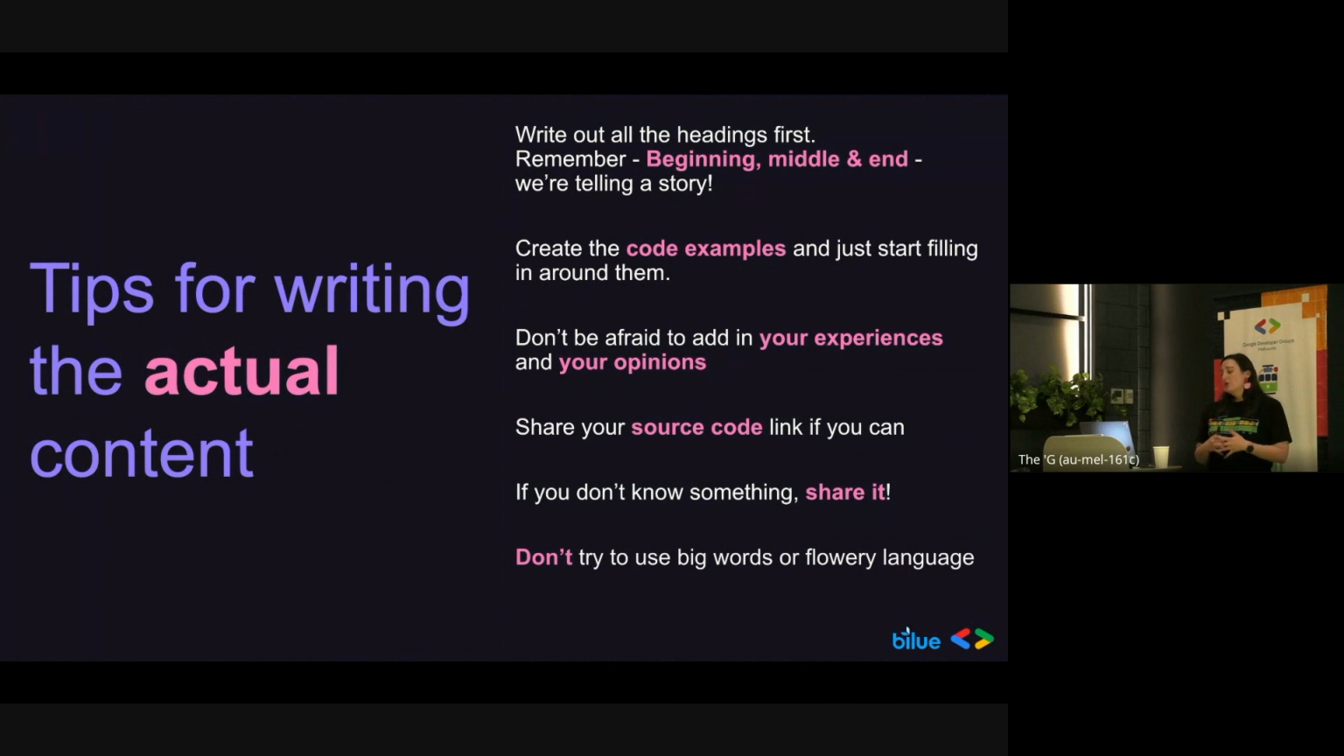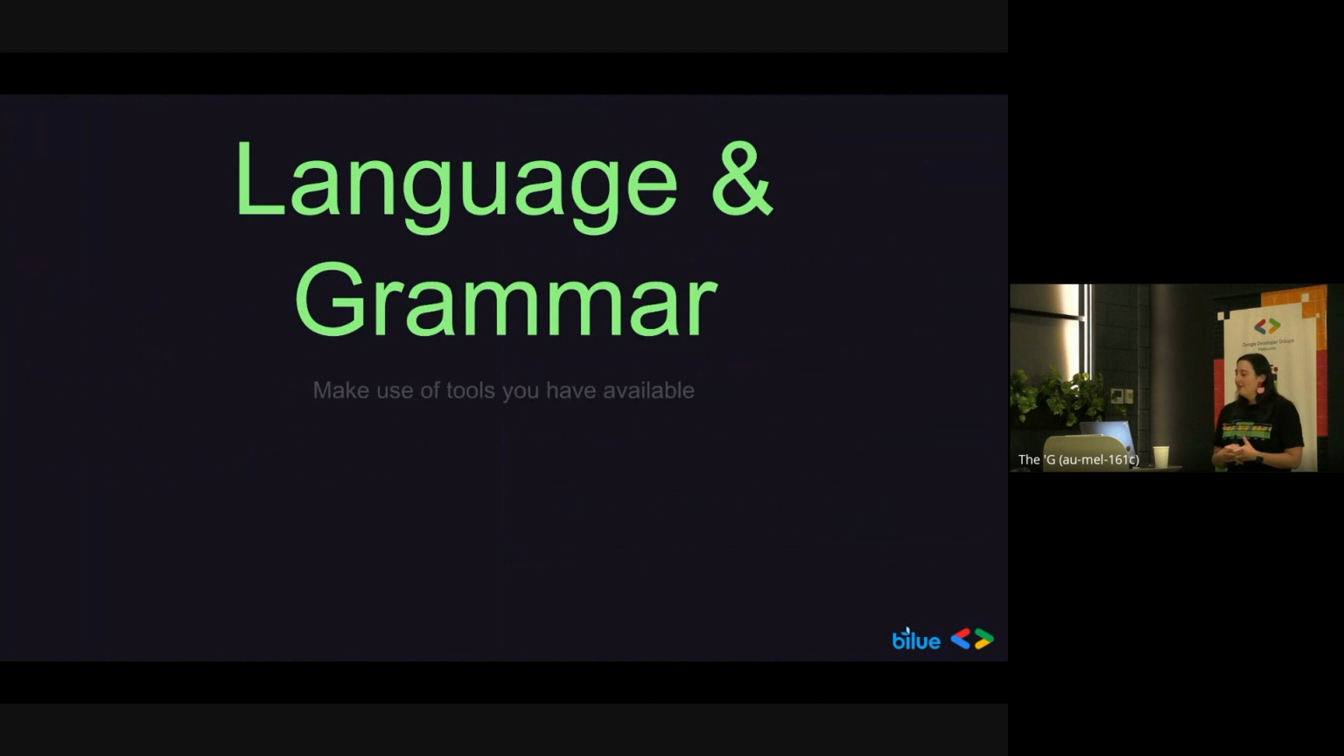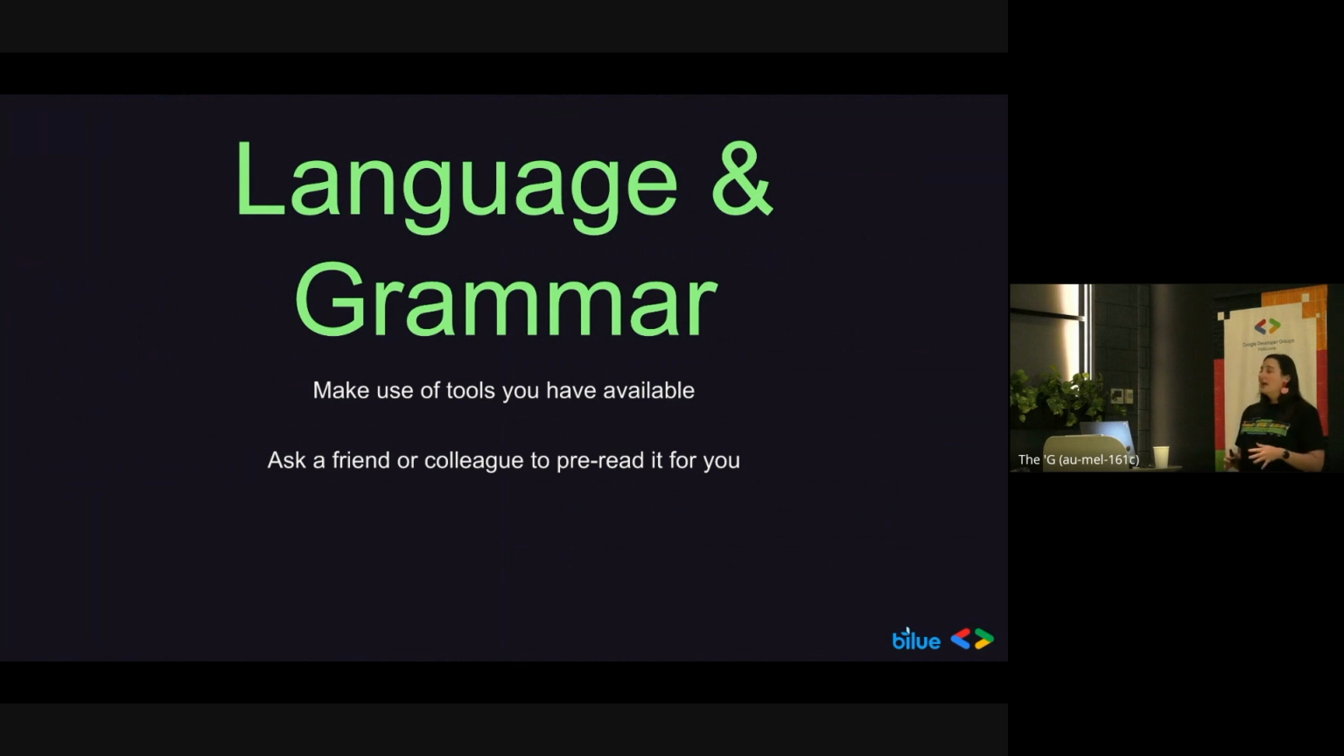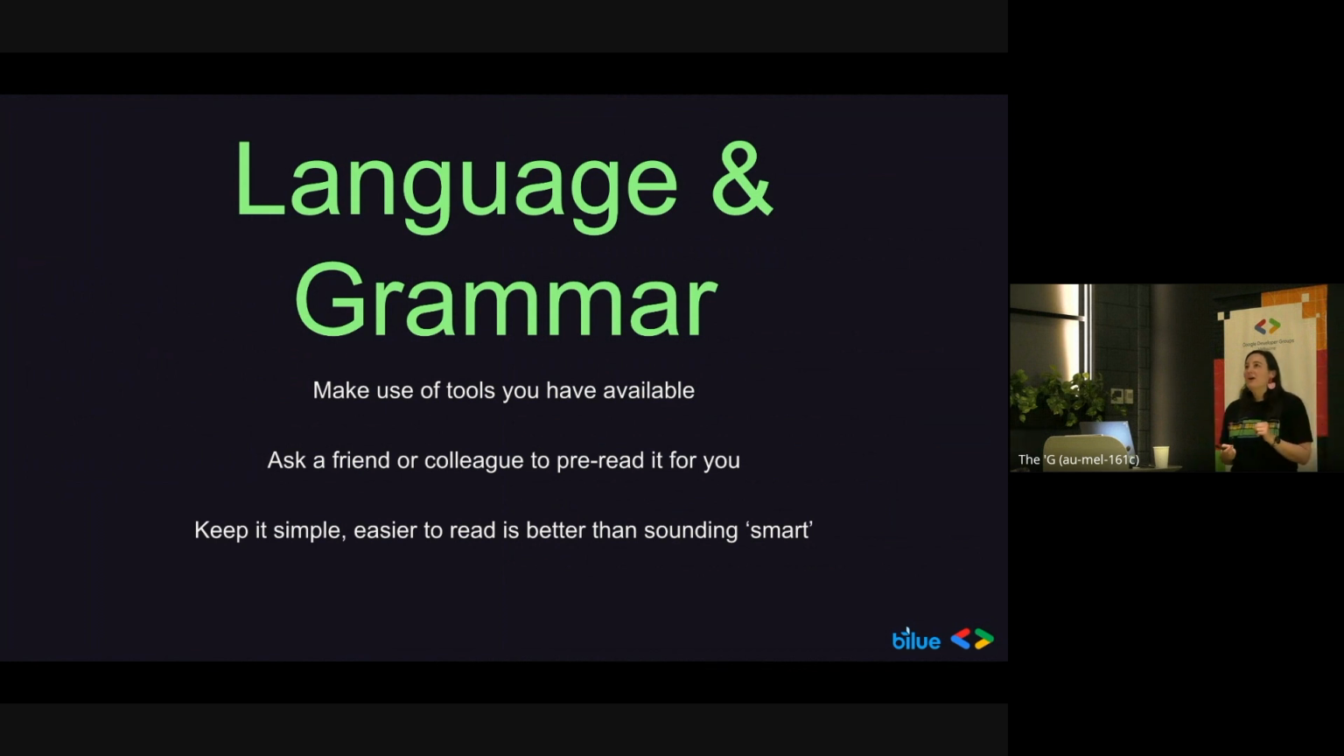So also, don't try using big words and flowery language. And that brings me to language and grammar. Make use of the tools you have available to you. So things like spell check, definitely spell check. Also things like Grammarly, other tools like that, which will read what you've written and then give you some suggestions. Ask a friend or a colleague to pre-read it for you. It's a really easy thing to do. Keep it simple and easy to read. It's better than sounding really smart by using lots of big words and complicated language. People are much more going to enjoy your blog post if it's simple and easier to read.